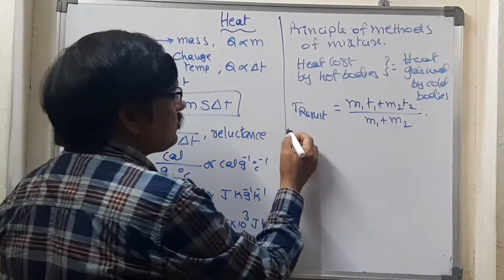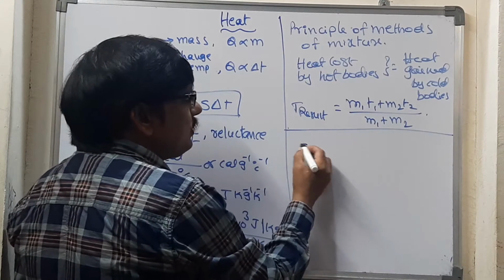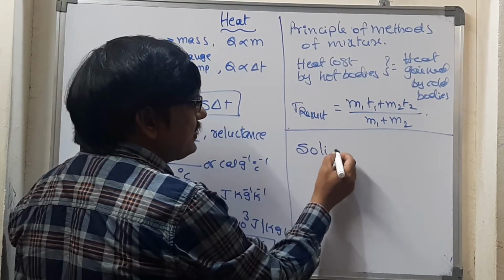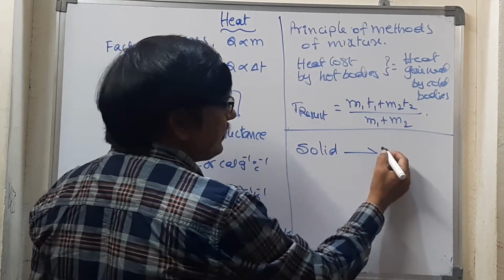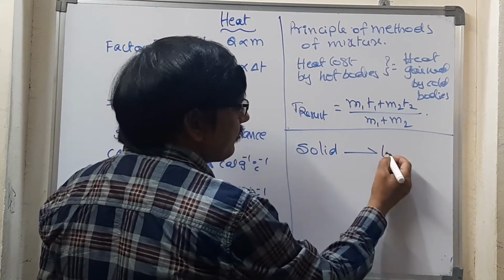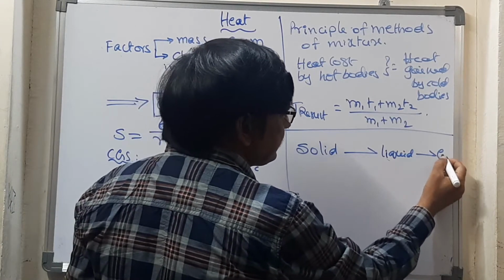Now the next one: based on this, we can expect a sum. Matter exists in how many states? Three states. What are those three states? Solid state, liquid state, and gaseous state.